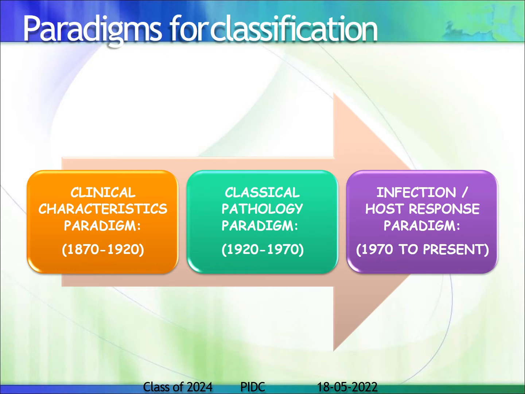So from 1920 to 1970, the diseases were classified based on the pathology. But now it has been a little different, wherein the authors found out that there is an interaction between the infection as well as the host. So the present classifications are based on the infection host response. So that is the present classification which we follow right now.